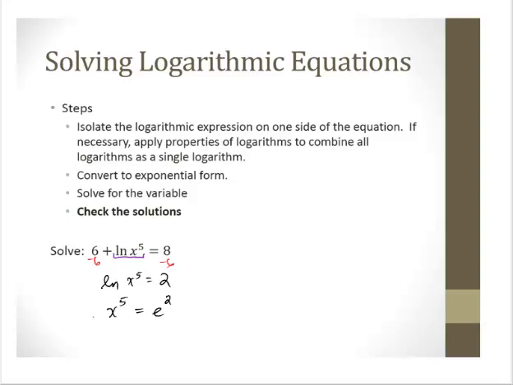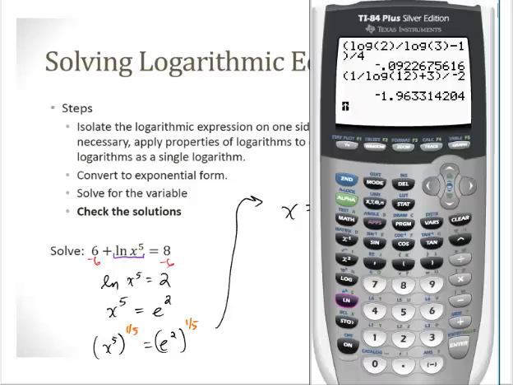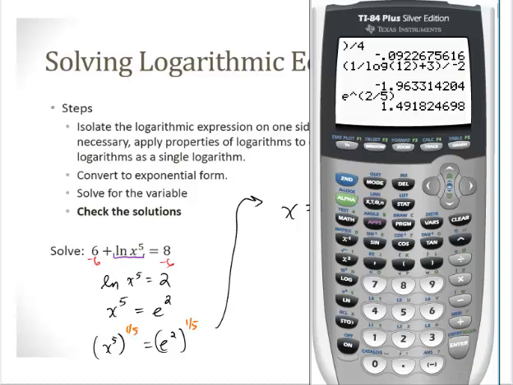And then applying our property to solve for x, I would raise both sides to the 1/5 power. So then I would have x to the fifth to the 1/5 equals e to the second to the 1/5. And so then using properties of exponents, x would equal e to the 2/5 power. And we can approximate that if we wish. 1.4918.